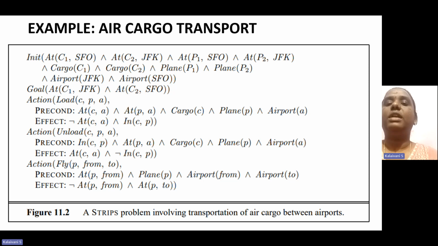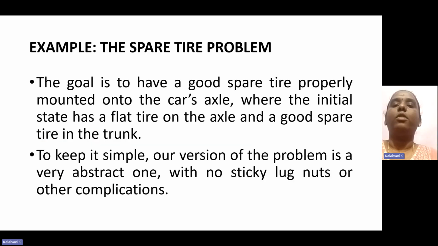This is a general scenario, but for cargo 1 and plane 1, these three actions have to be performed separately, and for cargo 2 and plane 2, again these three actions have to be performed separately. On performing these actions, we will achieve the goal, which is given as C1 at JFK and C2 at SFO. So that is the simple problem. The next example is the spare tire problem.